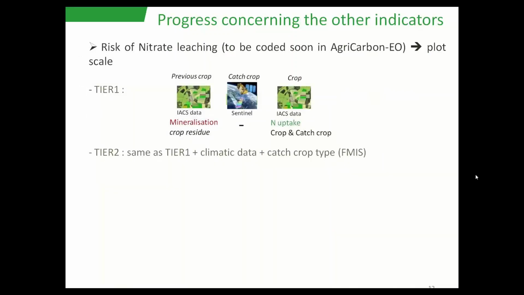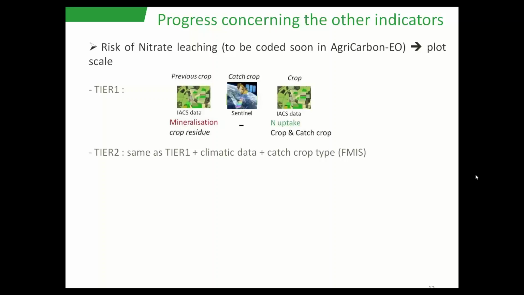We started to work on the other environmental indicators. The one concerning the risk of nitrate leaching will be coded soon in the AgriCarbon EO processing chain, and will allow us to calculate some risk indicators at the plot scale. The principle is quite simple. Based on the IX data, we identify which crop was growing in year N, and from there we calculate a mineralization coefficient based on the crop residues.